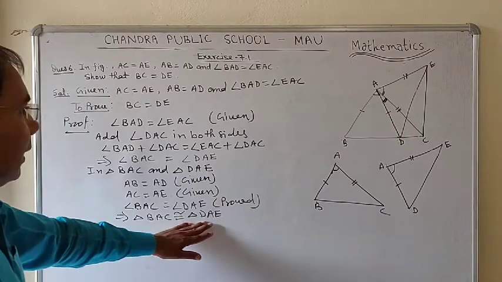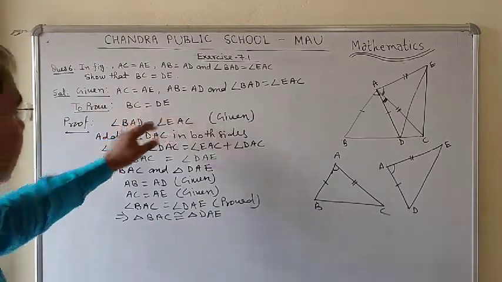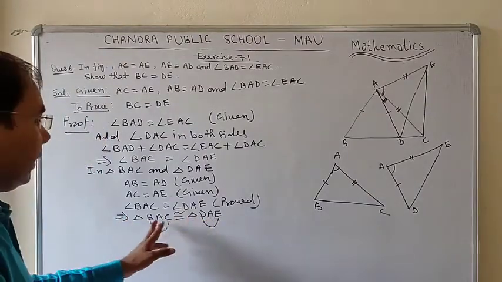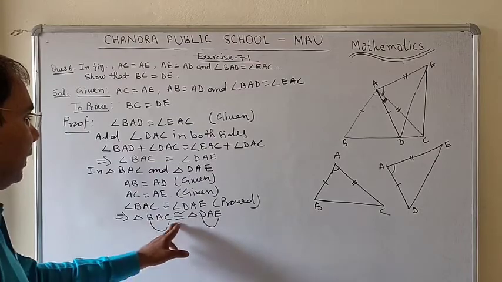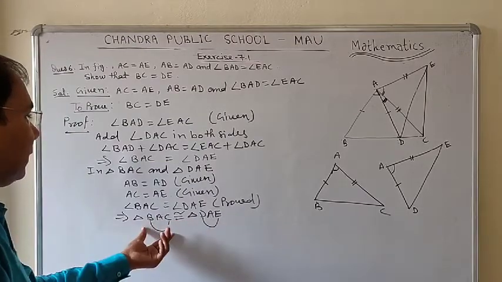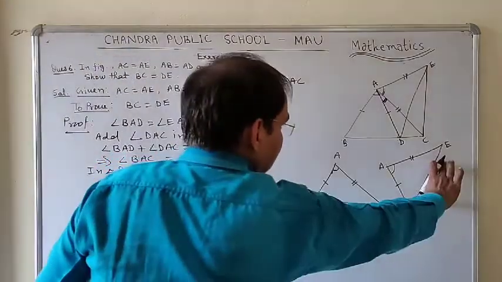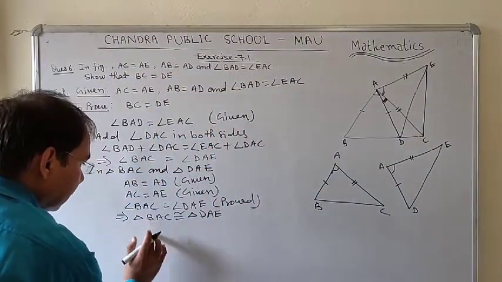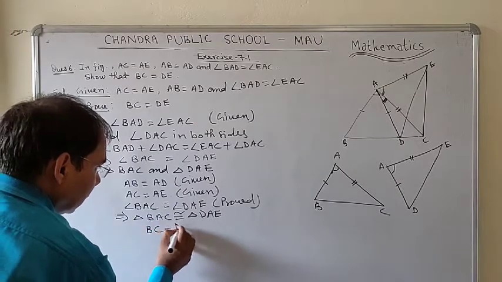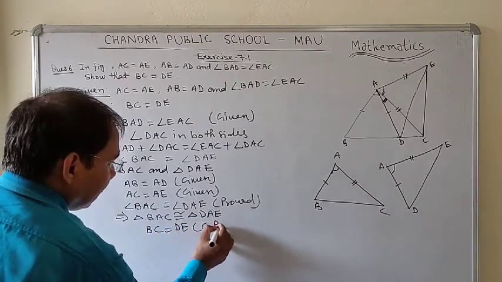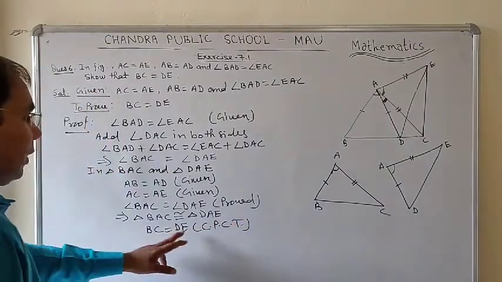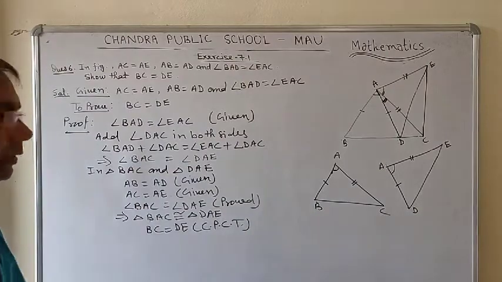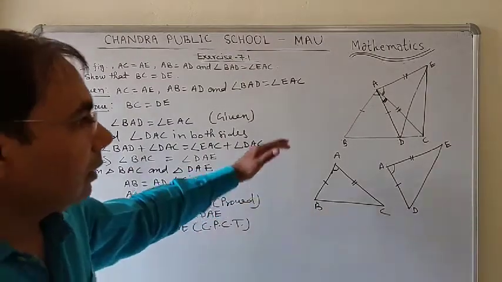And friends, if both the triangles are congruent, here we need to prove that BC equals DE. If two triangles are congruent, then their corresponding parts will be equal. So the corresponding part of BC is DE. BC equals DE, that is by CPCT. CPCT means corresponding parts of congruent triangles. So that is the complete solution of question number 6. You need to write this solution.